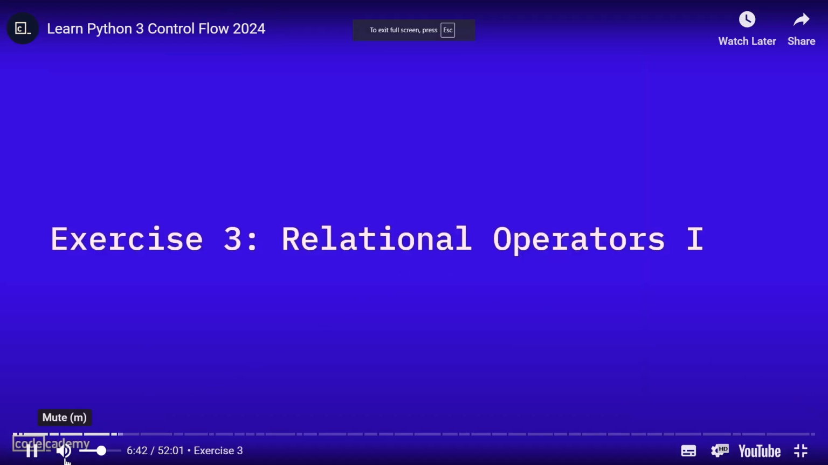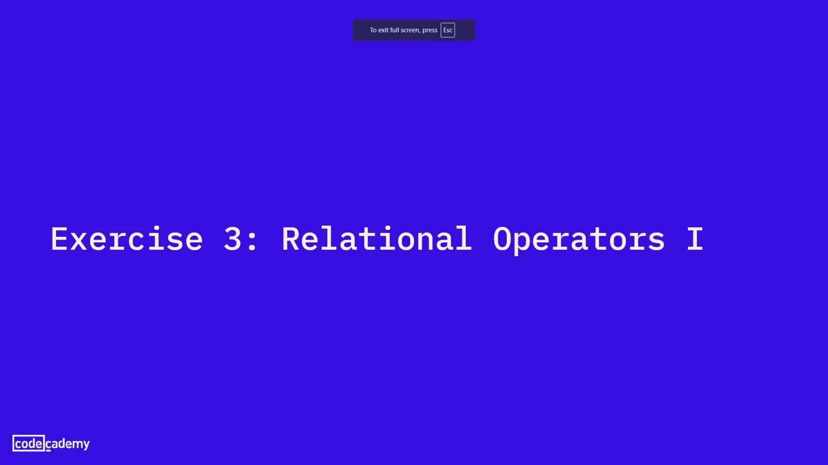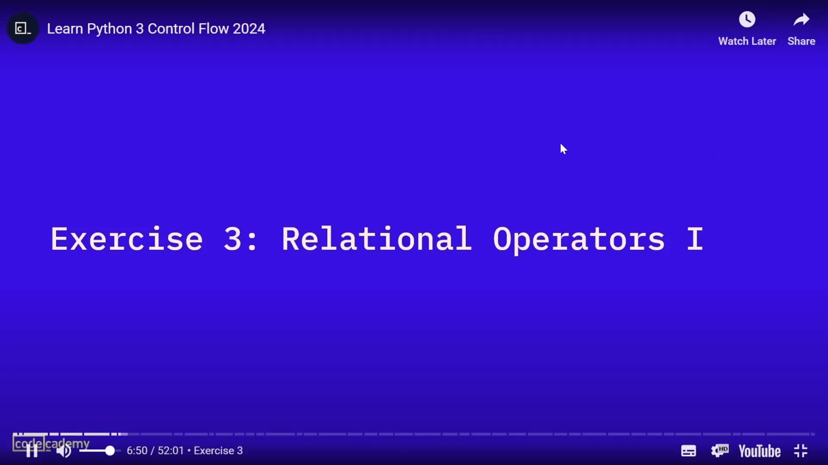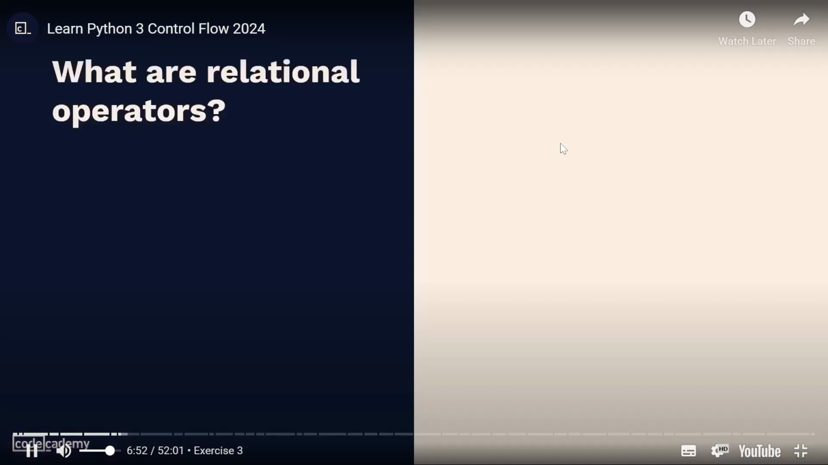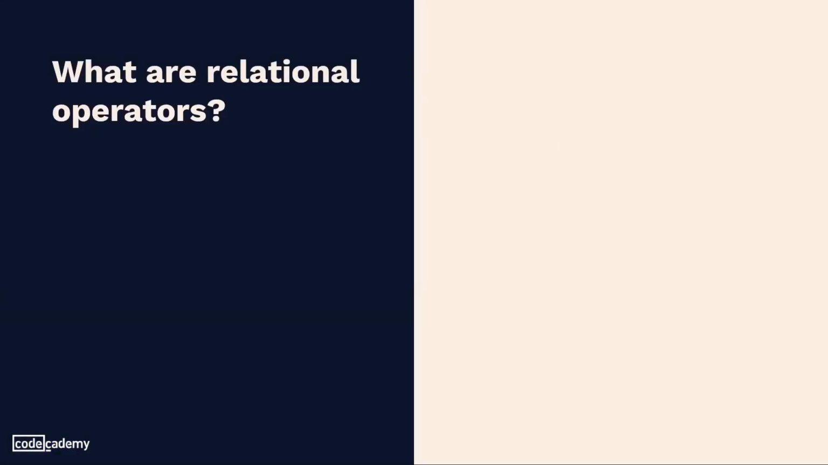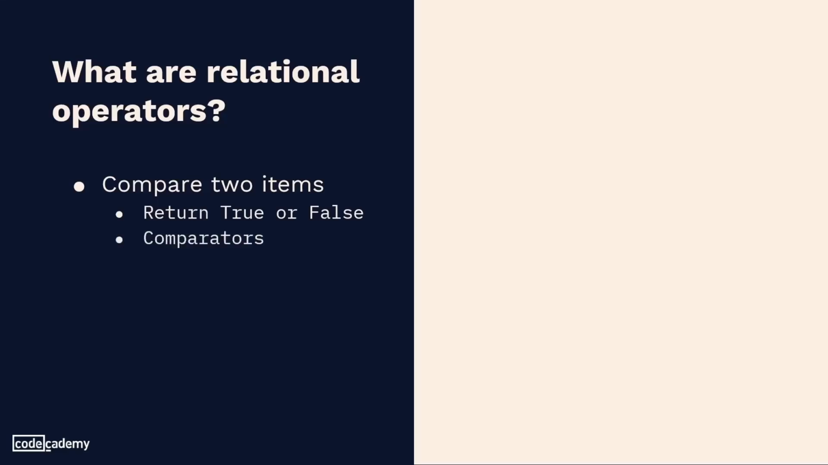Exercise number 3, Relational Operators, Part 1. In this exercise, we'll learn about two frequently used relational operators in Python and what they accomplish. Let's first start with defining relational operators. Relational operators are used to compare two items together. They return a true or false value depending on the result. Because of this, they are also known as comparators.